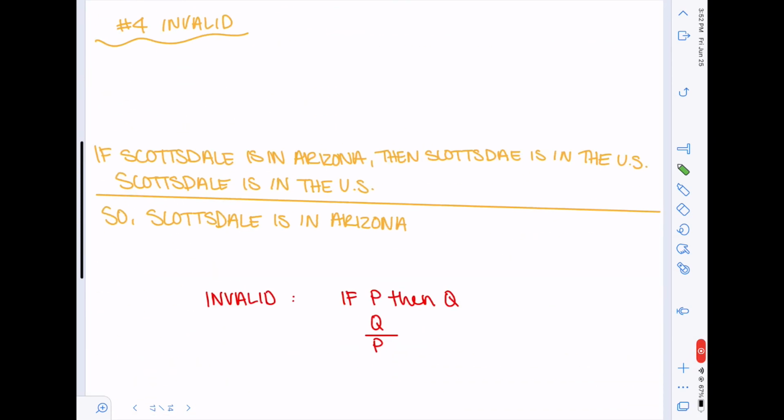Number 4, an example of invalid. If Scottsdale is in Arizona, then Scottsdale is in the U.S. Scottsdale is in the U.S., therefore Scottsdale is in Arizona. This is invalid because the bare bones of the structure is if P then Q, Q therefore P.